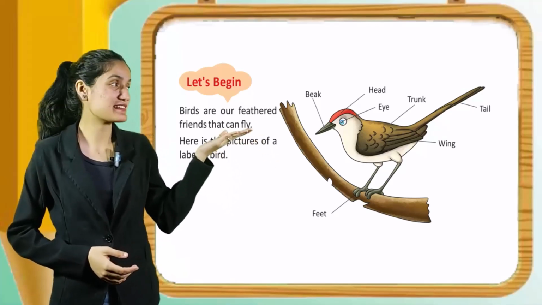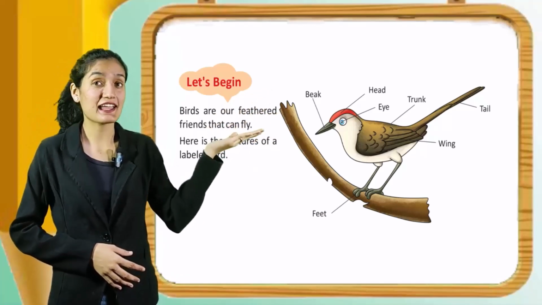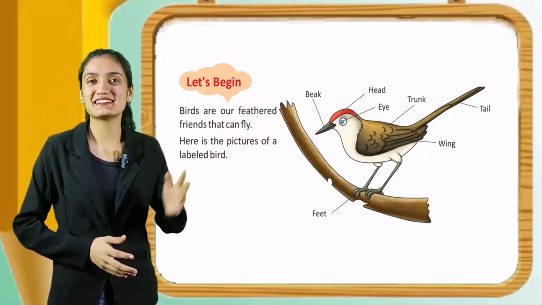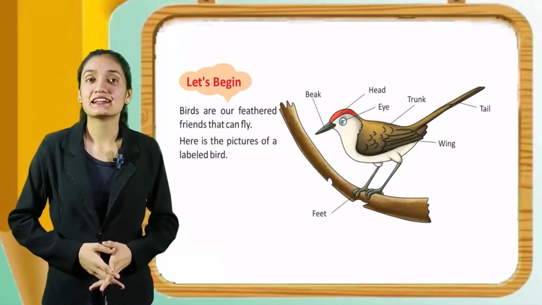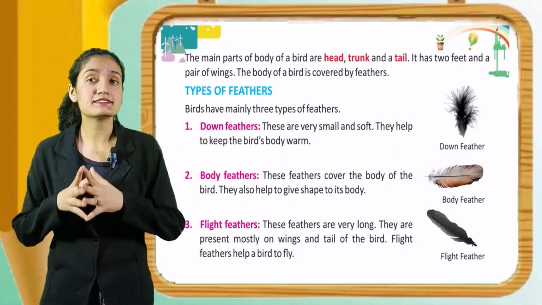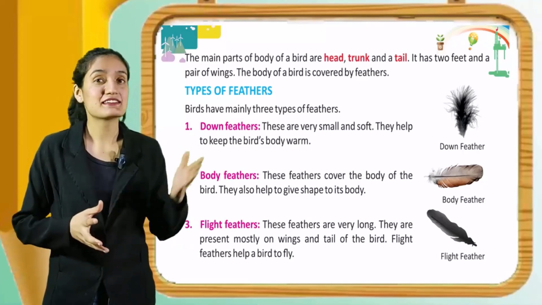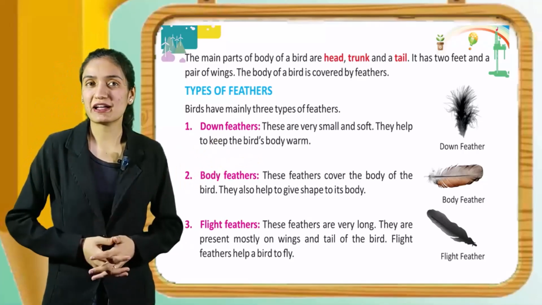Here are the different parts labeled: back, beak, head, eye, trunk, tail, wing, and feet. The main parts of the body of a bird are head, trunk, and tail. It has 2 feet and a pair of wings. The body of a bird is covered by feathers.